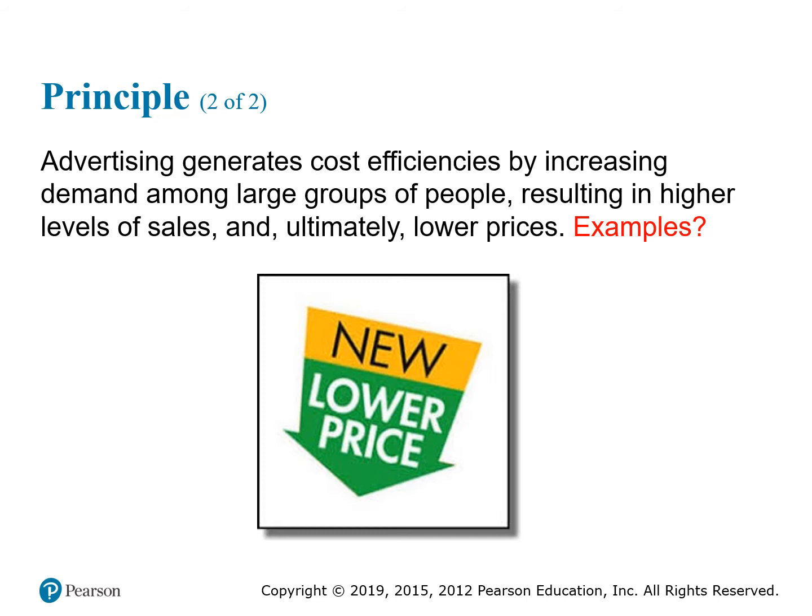So advertising generates cost efficiencies by increasing the demand for large groups of people, resulting in higher levels of sales, and ultimately the price comes down. So typically this is in technology. So think about flat screen TVs, things like that that are more high tech. The more advertising, the more people buy them. It becomes more normal. They're adopted easily, and then the price comes down.